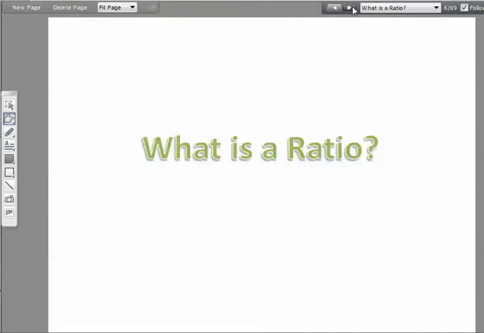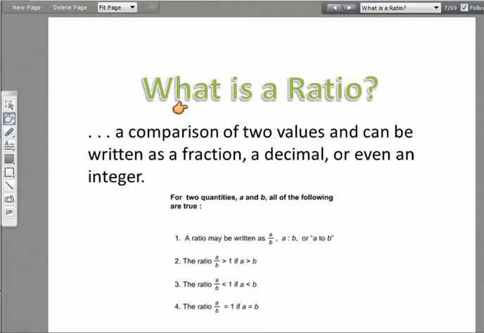What is a ratio? Let you think about that for about 2 seconds. It's a comparison of two values and can be written as a fraction, a decimal, or even an integer. And here's just an example that I put up for LMS. It says for two quantities, A and B, all of the following are true. A ratio may be written as a fraction, like right here, A over B. This is what it looks like as a ratio. We always put the colon in there, it means A to B. Or you could just write it out as a sentence, A to B.